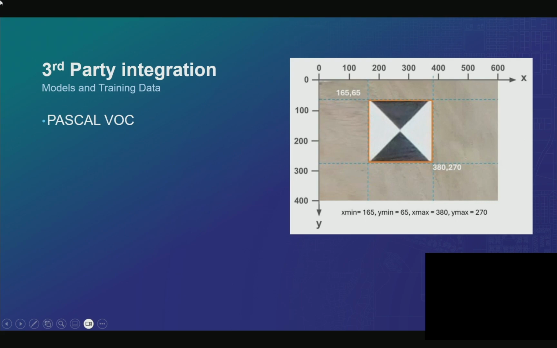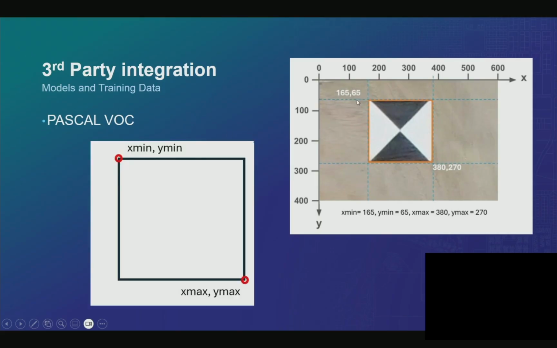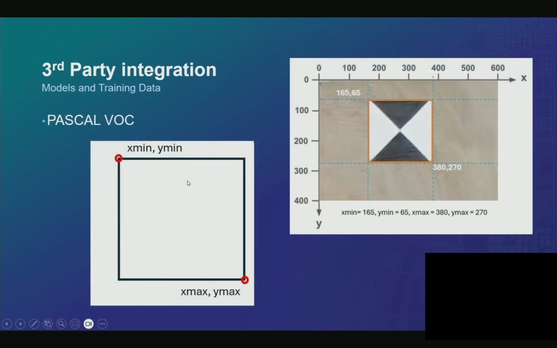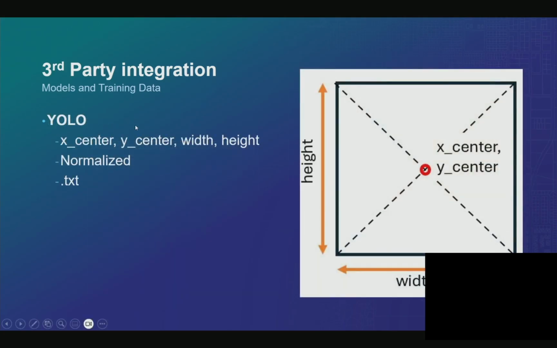On this image, what you see is a 600 by 400 image and a label. The label is in Pascal VOC format, and the numbers are the top left and bottom right corners that define this box. And all of this information goes to an XML file. YOLO, on the other hand, is another popular format where the box is defined slightly differently, by the box center and the height and width of the box. All numbers are normalized and the information is written in a text file.